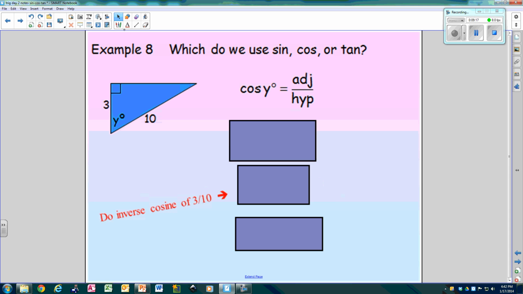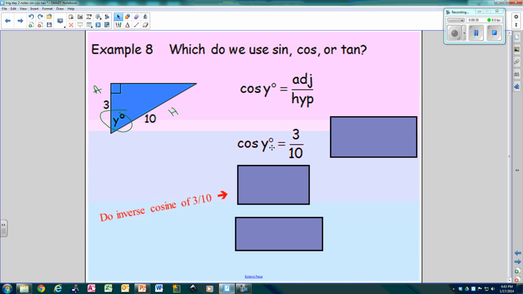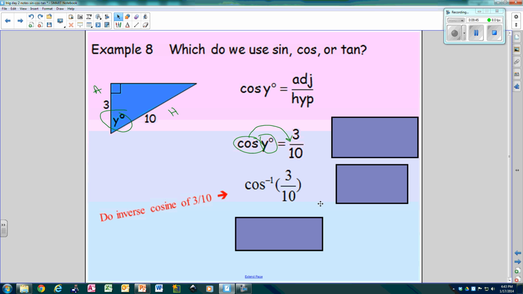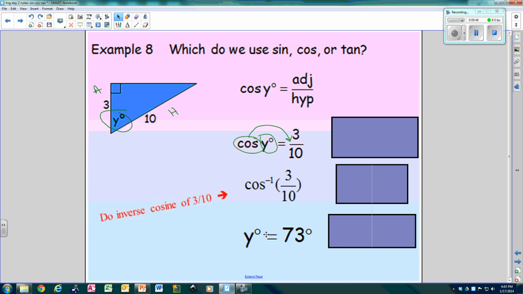All right, so now we're going to circle our angle. This is adjacent. This is hypotenuse. So it's cosine because it has the A and the H. So now you just plug it in. So we have the cosine of y equals 3 over 10. So remember, when you're looking for the angle, you move the cosine to the other side. And when you move the cosine to the other side, it becomes inverse. You type it in the calculator and you get 73 degrees. So that is a 73-degree angle.